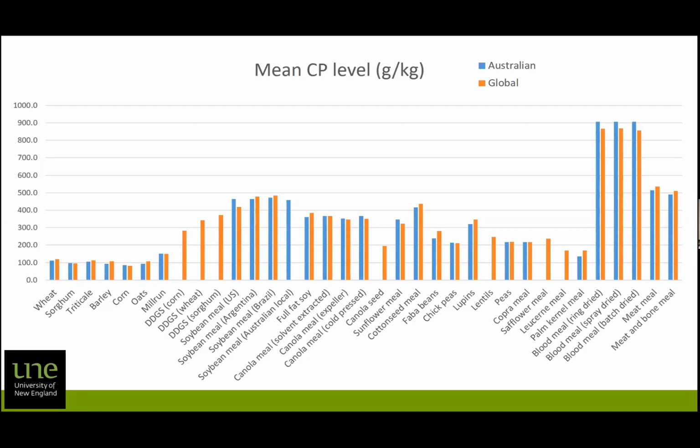So this is just a summary of some of the data within the database, just to show you what it looks like. This represents the mean crude protein level in ingredients, and you can see that the blue bars show the Australian data and the orange bars show the global. We can see that we're missing some data for the Australian data, but mostly it's all there.